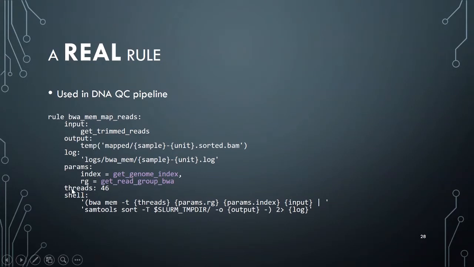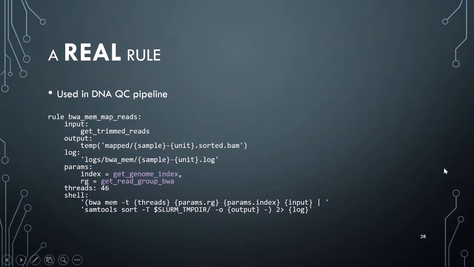Finally, there's also a threads directive, which is essentially how many CPUs you want to use for this rule. Some bioinformatics tools are multi-threaded. In this case, BWA, which is the mapping tool, is multi-threaded, and so you can use this -t option to make it threaded. In this case, I'm using 46 cores to map this, which is quite a bit.